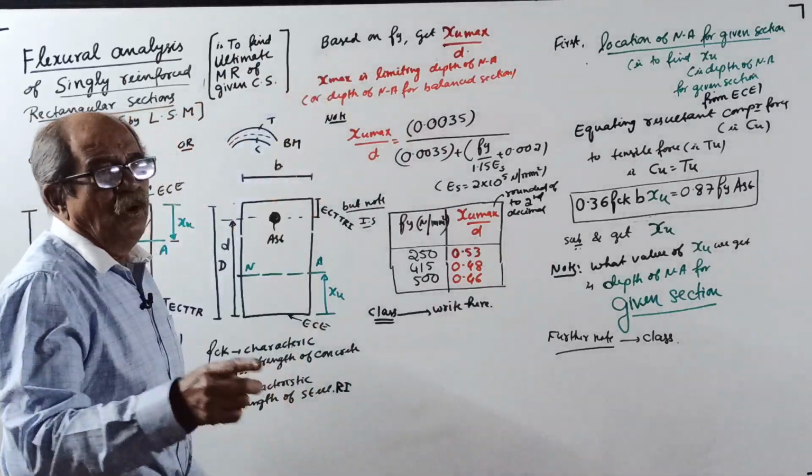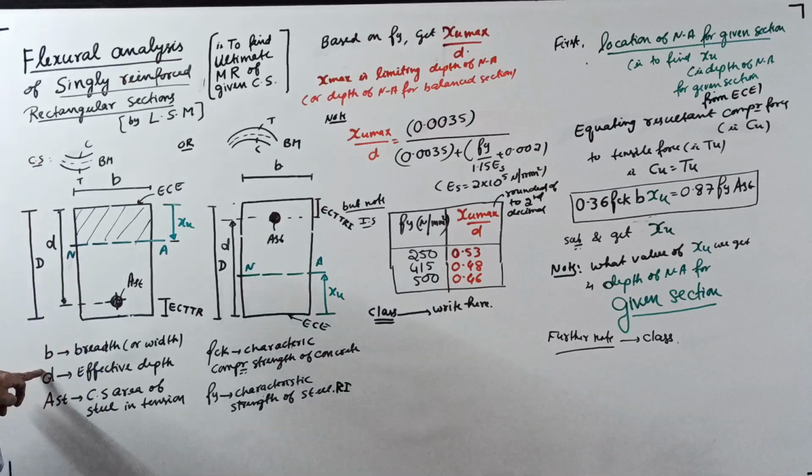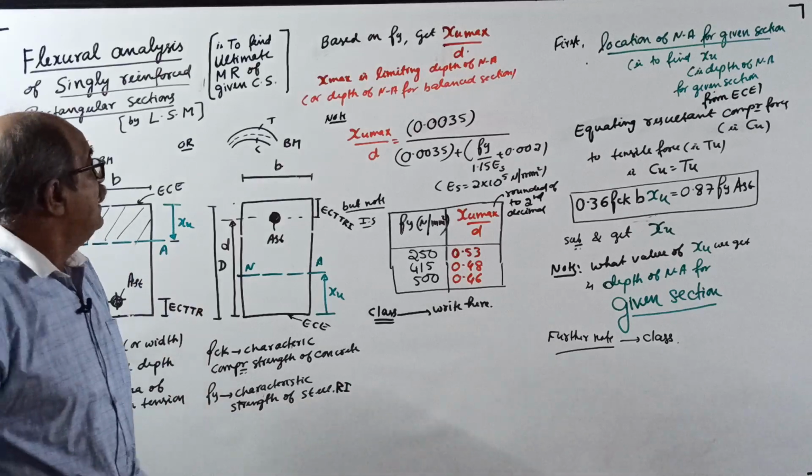Therefore, when you solve the question, you write b equal to, d equal to, Ast equal to, how much fck, how much fy. Now, make a note.